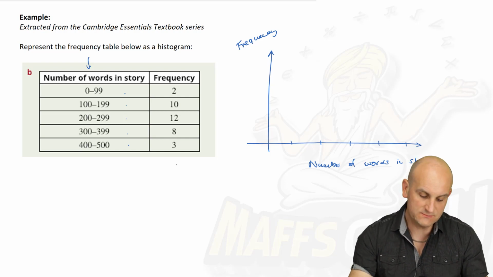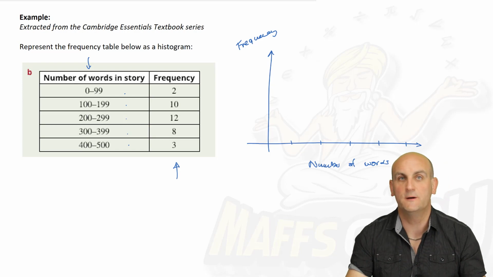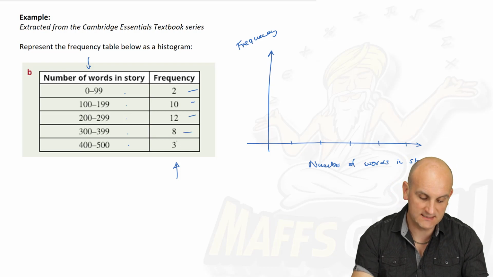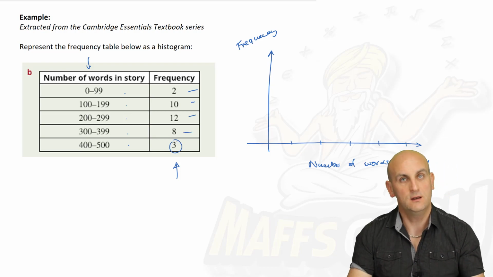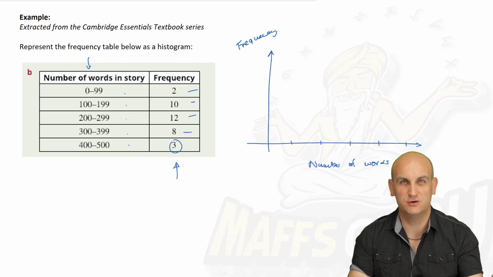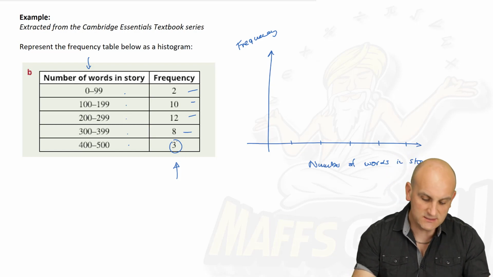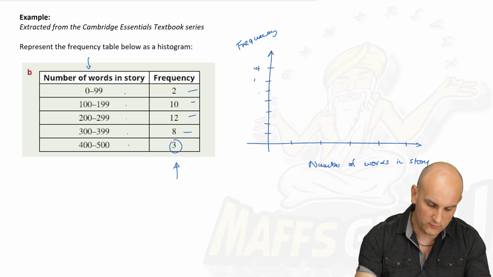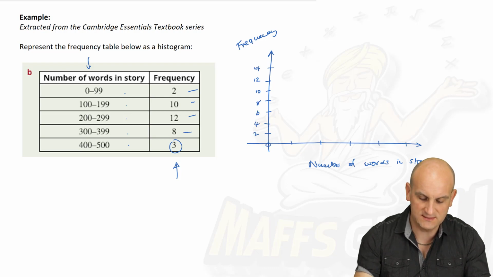How high is my frequency? How high have I got to go? Well, the highest number in the table is 12, and we generally go that little bit higher. 13 maybe, but I'm going to go to 14. The reason I'm going to go to 14 is I notice that most of these, except the number 3, are even numbers. And if they're even numbers, I'm going to go up in 2s, or I might go up in 10s. So in this situation, I'm going to go up in 2s. 2, 4, 6, 8, 10, 12, and 14. 14, 12, 10, 8, 6, 4, 2, and don't forget 0.